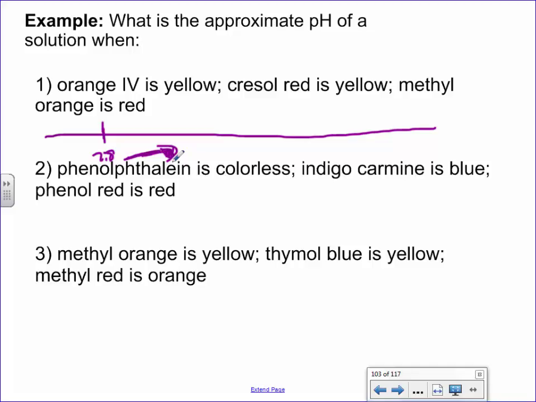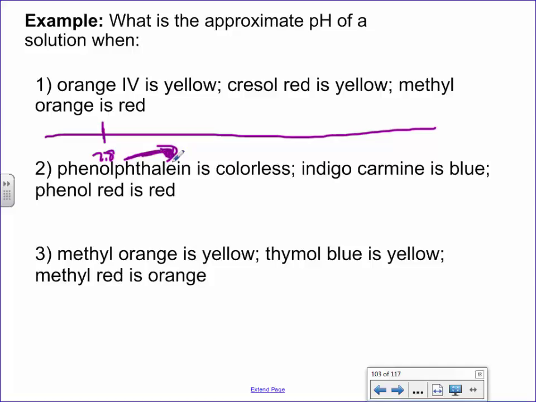Okay, let's try another one here. It says that cresol red is yellow. So if you guys can go to your table here, cresol red is the second one. Now, cresol red is actually a unique indicator. It still has its 3 colors, but it has a very large middle range. It goes from 0 to 1, it's red. Then from 1 to 7, it's yellow. And then above 8.8, it goes back to red again.